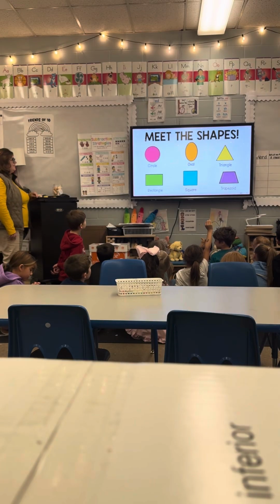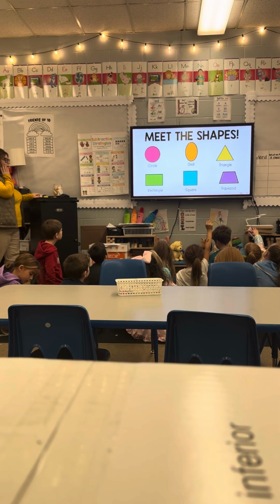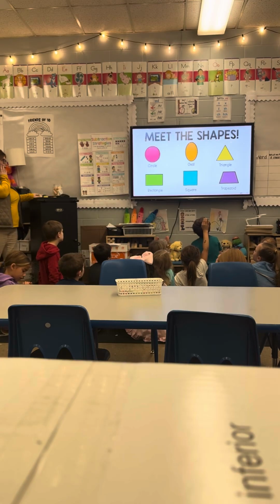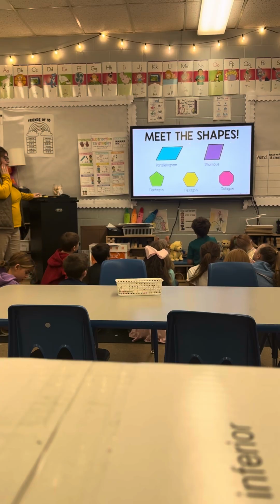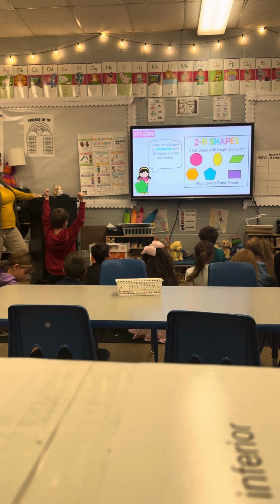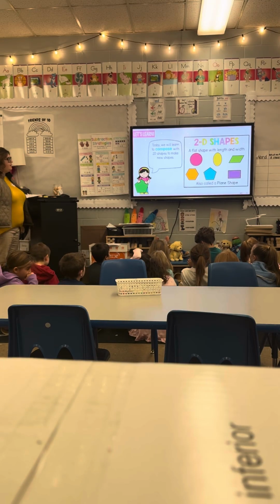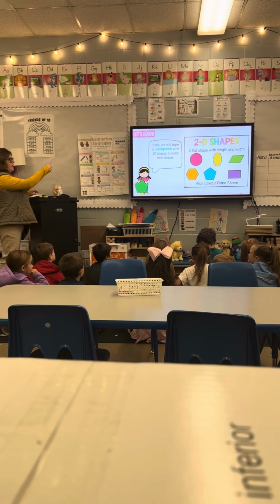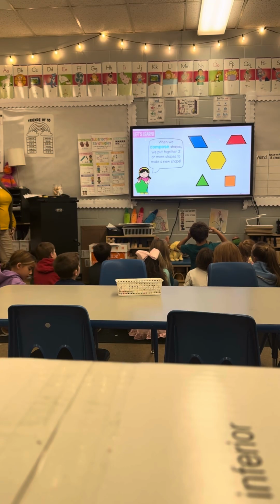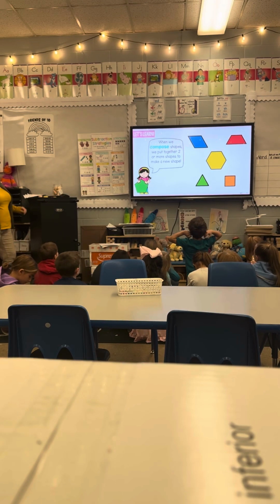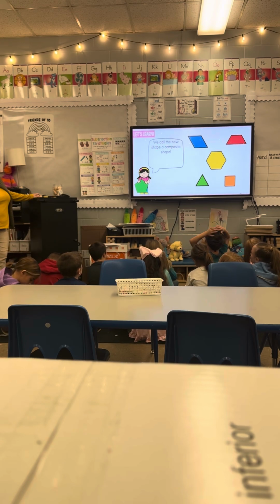Yes. So here's some of our shapes: circle, oval, triangle, rectangle, square, trapezoid, parallelogram, rhombus, pentagon, hexagon, octagon. Okay, so today we're going to learn to compose with 2D shapes, to make new shapes. So here's our 2D shapes, the flat shapes, also called plane shapes. So when we compose shapes, we put together 2 or more shapes to make a new shape. We call the new shape a composite shape.